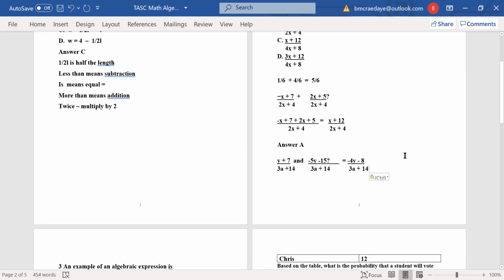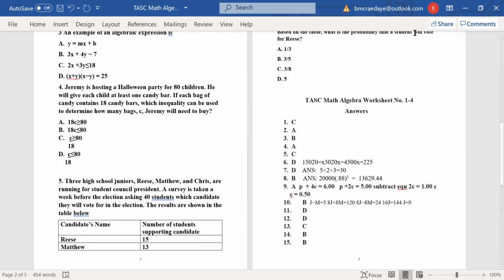Okay, very good. All right, let's go to number 3, another algebra problem.